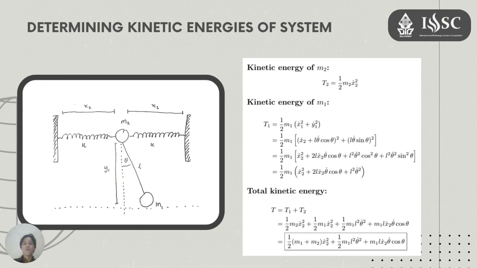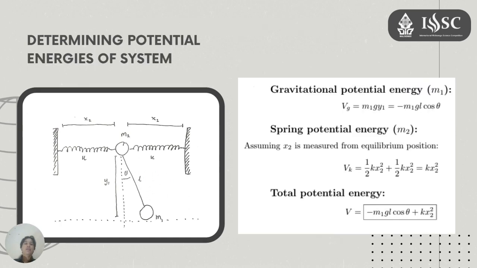So we substitute the values of x1 dot squared and y1 dot squared, and we apply trigonometric properties such as cos squared theta plus sin squared theta equals 1. Respectively, we have the equation of T1, and after that we sum the total energy as T is equal to T1 plus T2, substituting every component of T1 and T2 found before, and we have the total kinetic energy.